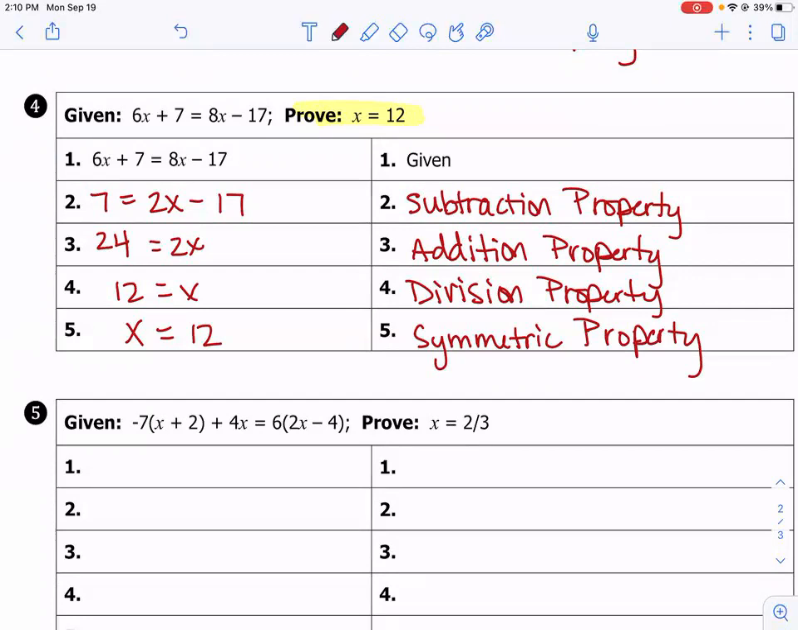So, here's the deal. You and your elbow partner are going to get 2 pieces of paper. On one of the papers, you're going to have a proof where all of the statements are there, and you're going to cut out and match up the reasons. On the other piece of paper, you are going to have to put the statements and the reasons in order. Does that make sense? Yes. Okay. Since one person is up here, I'll give you your 2.